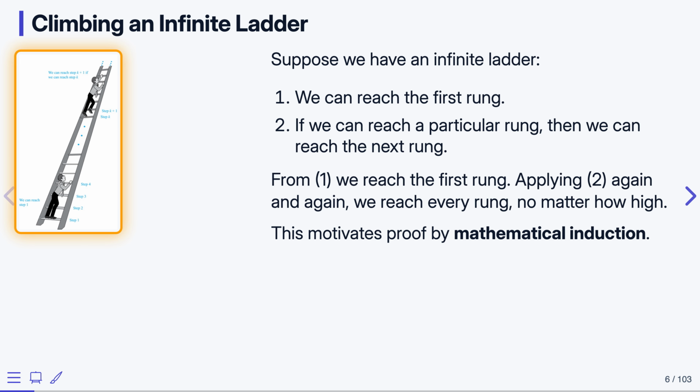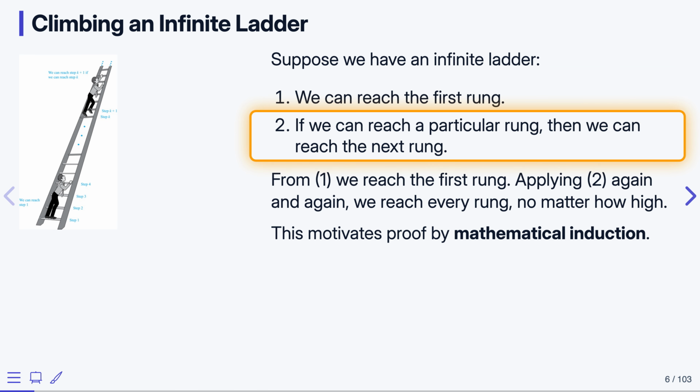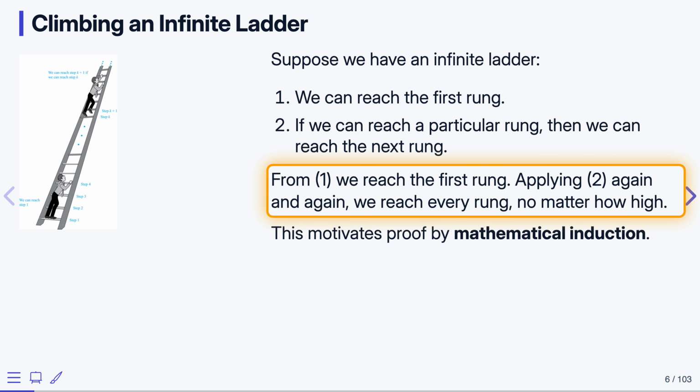Let's start with a picture. Imagine a ladder that goes up forever. We know 2 things. First, we can reach the first rung. Second, if we can reach one rung, then we can reach the next rung. So we reach the first rung, then we reach the second, then the third. We keep going and we reach every rung no matter how high it is.